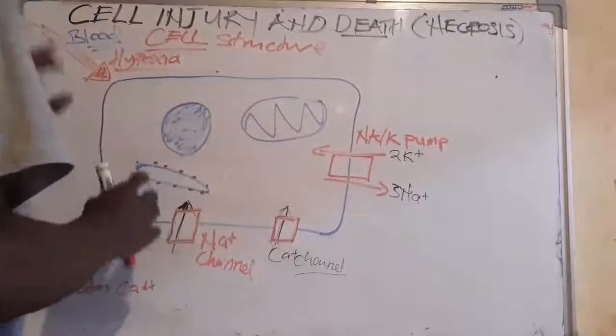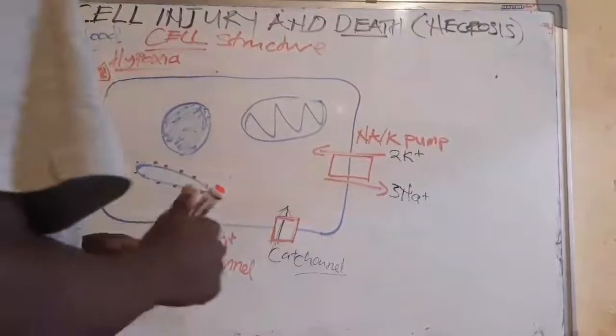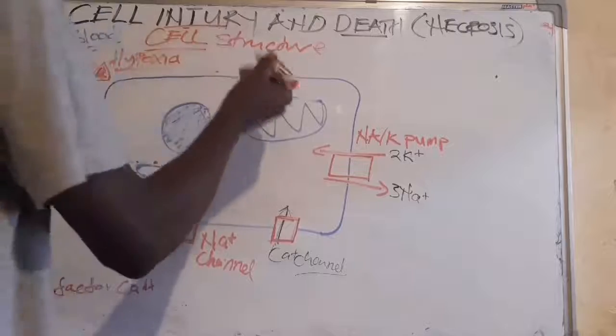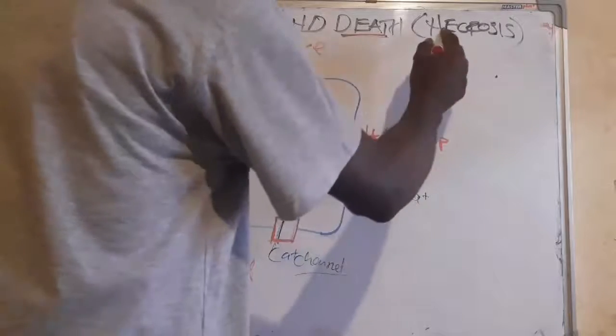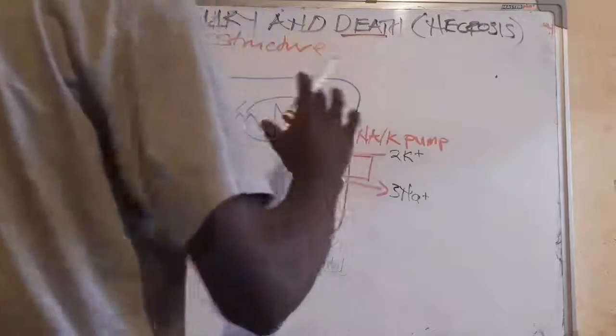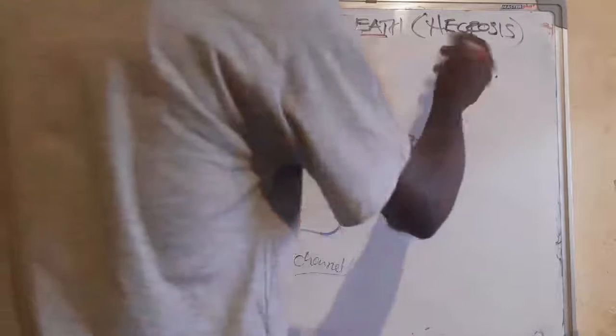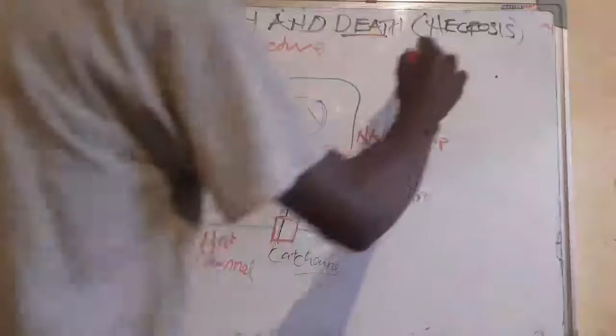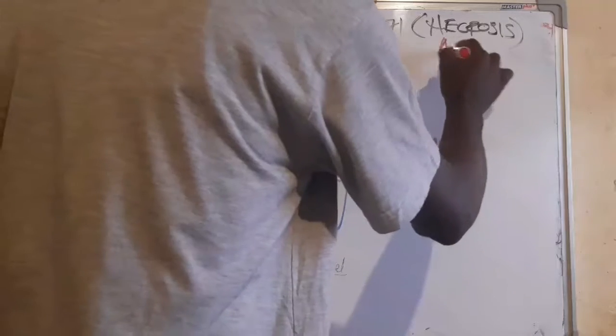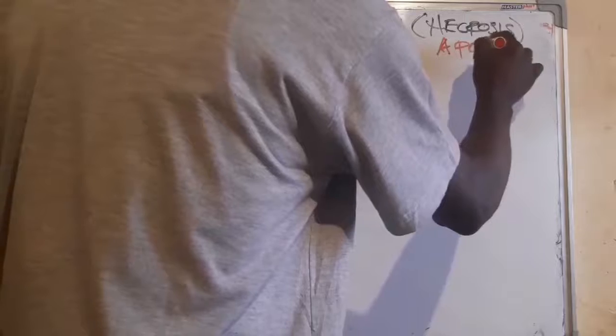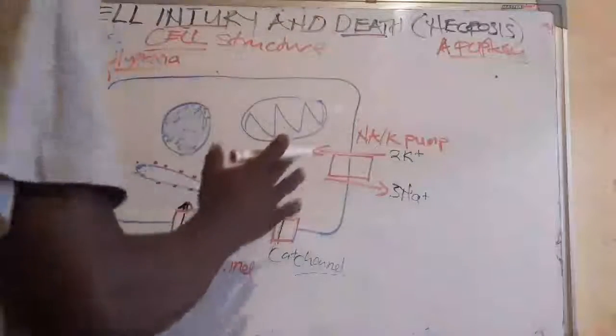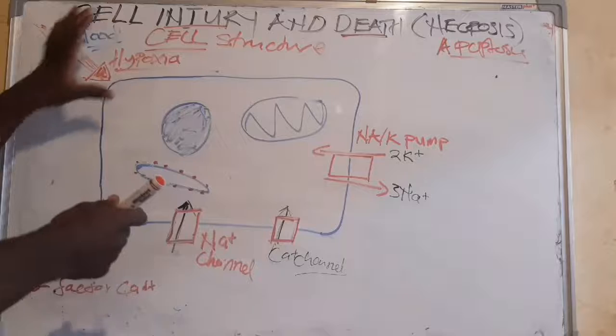So let us talk about cell injury and cell death. Basically, when we talk about cell death, we're going to talk about two types of cell death, which is necrosis and also apoptosis. So we are going to consider the mechanism of this. So first, let's start with cell injury.